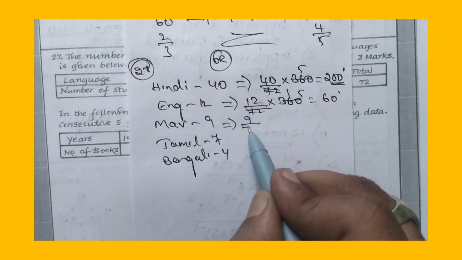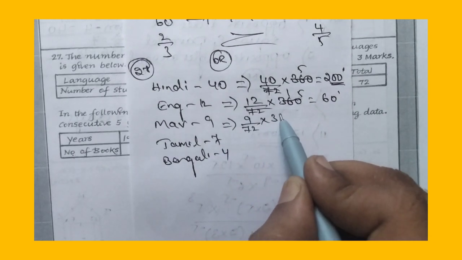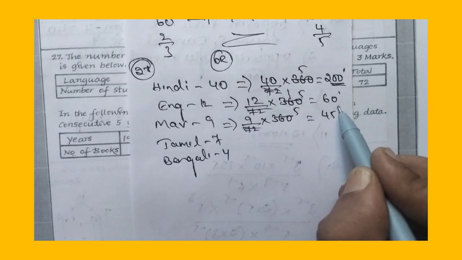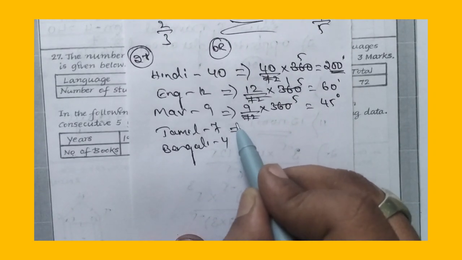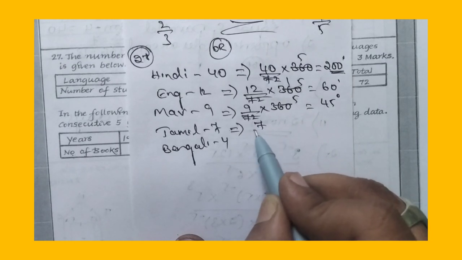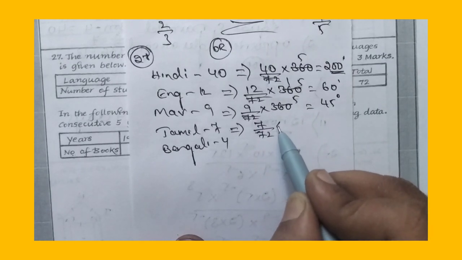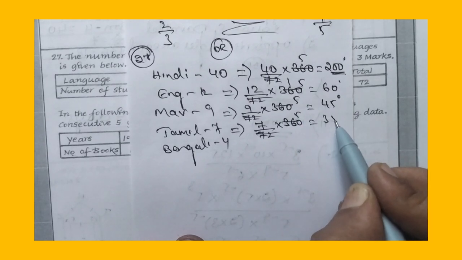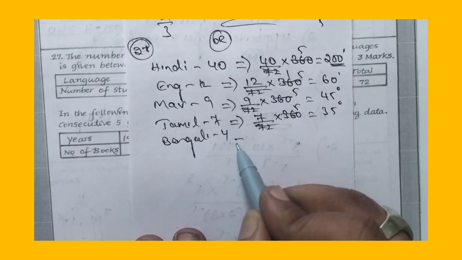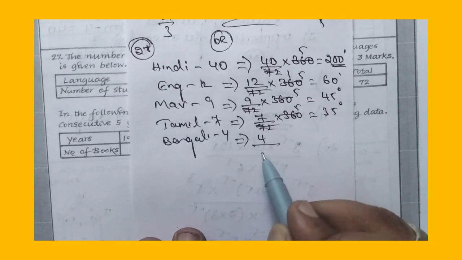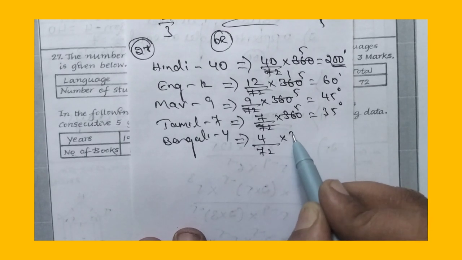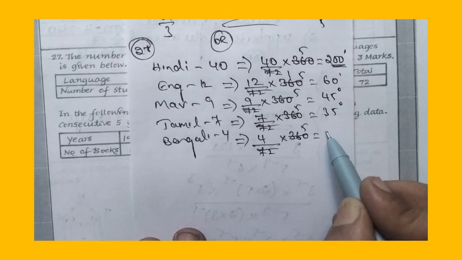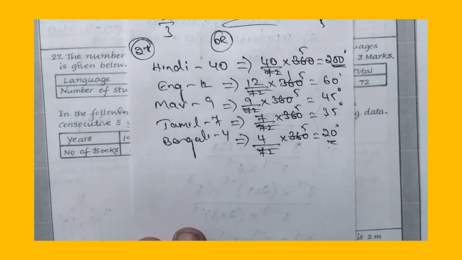Marathi, 9 by 72 into 360, that is equal to 45 degree. Then Tamil is given as 7 by 72 into 360, that is equal to 35 degree. Then Bengali is given as 4 by 72 into 360, that is 4 fives are 20 degree.